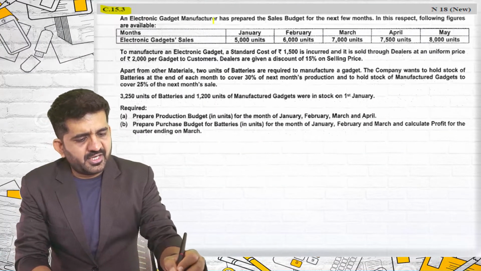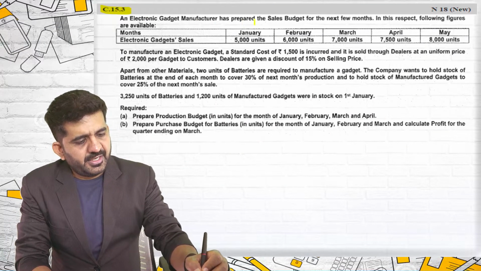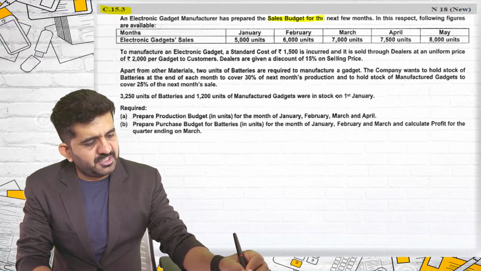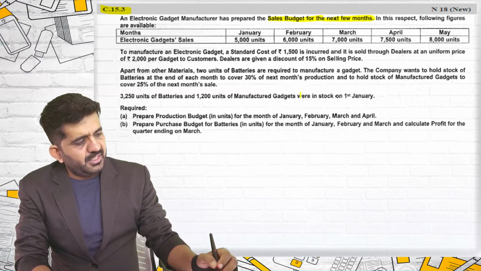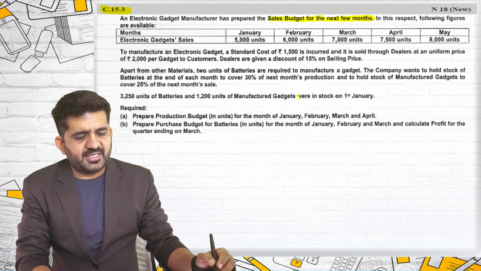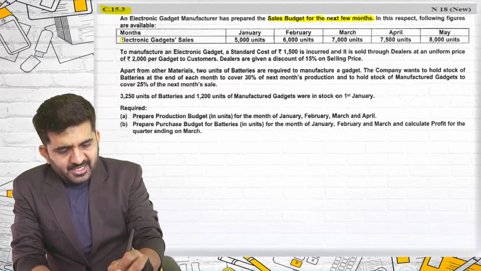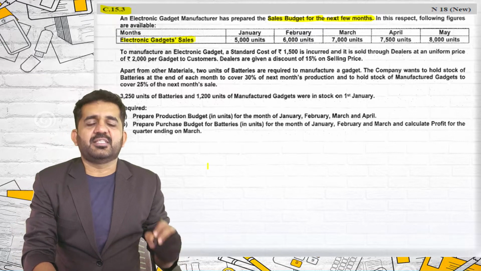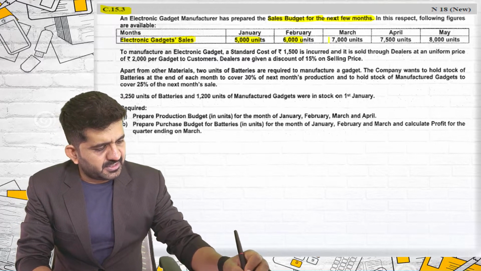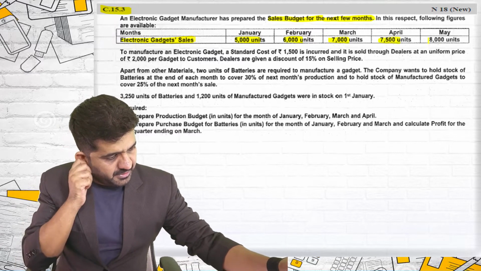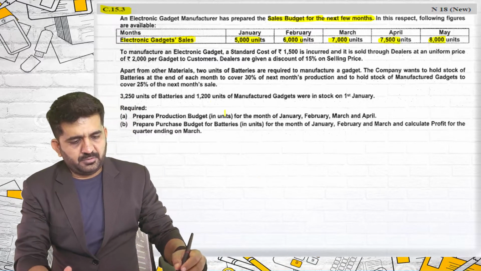An electronic gadget manufacturer has prepared the sales budget for the next few months. In this respect, the following sales figures are available. Electronic gadget sales: in January it will be 5,000, February 6,000, March 7,000, April 7,500 and May 8,000.